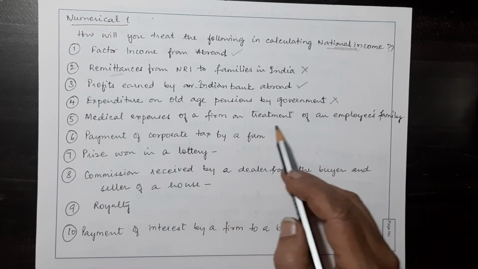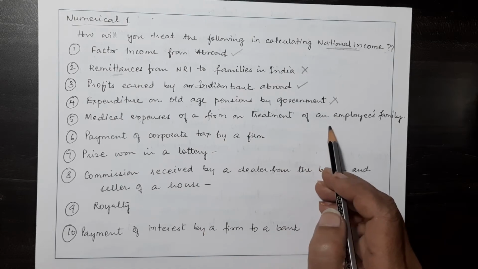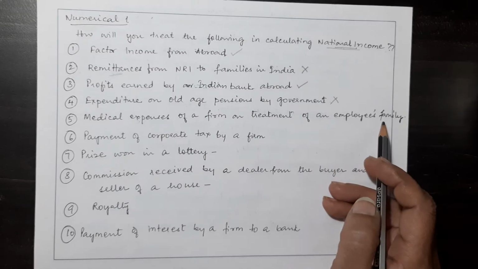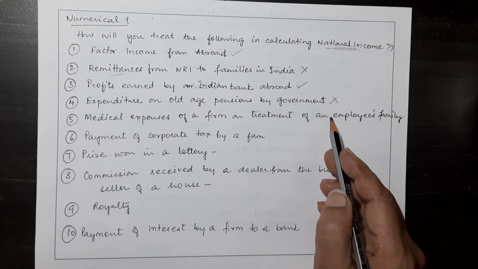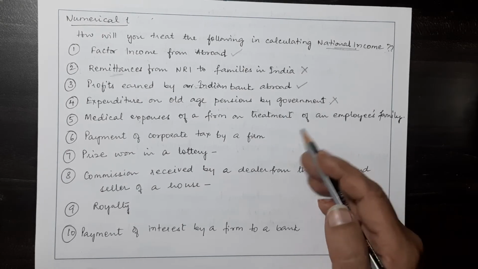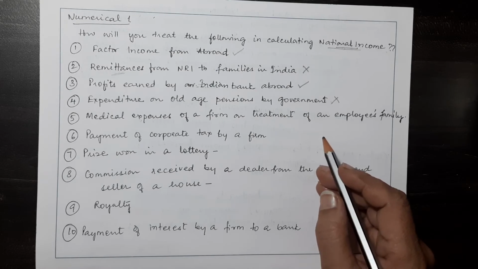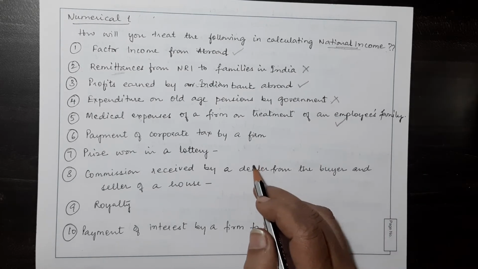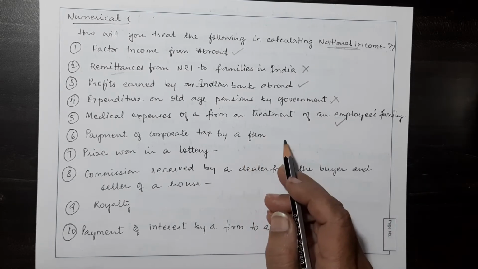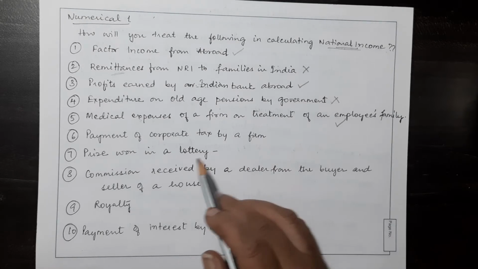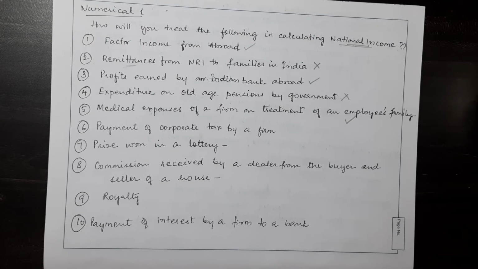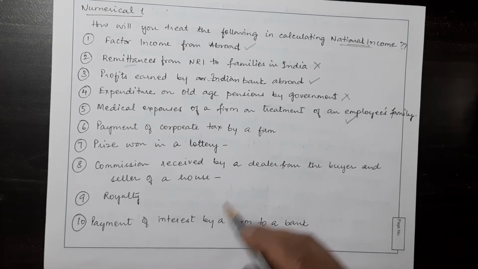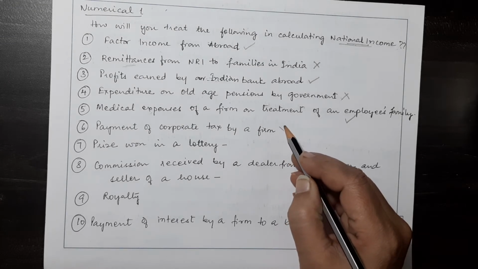Then medical expenses of a firm on treatment of an employee's family. Who is paying this? This is being paid by the employer. So it comes as a part of the compensation of employees. So this will be included in the calculation of national income, since it's a factor payment. Then payment of corporate tax by a firm. What is this? This is a transfer payment. So it will not be included in the national income.